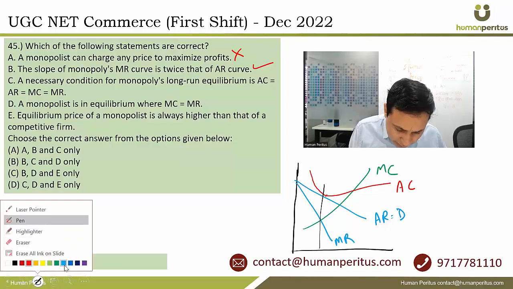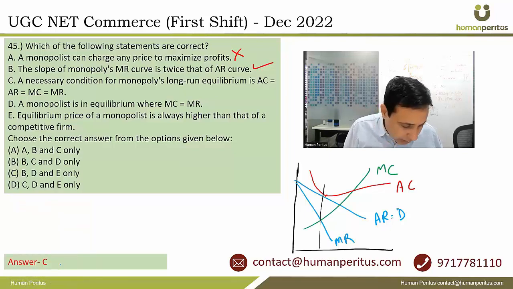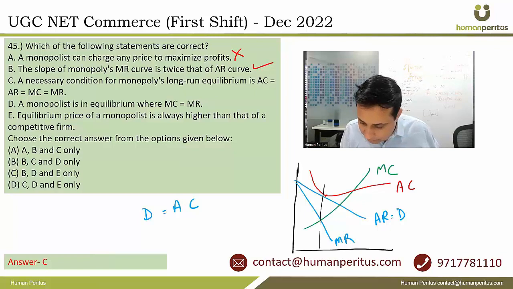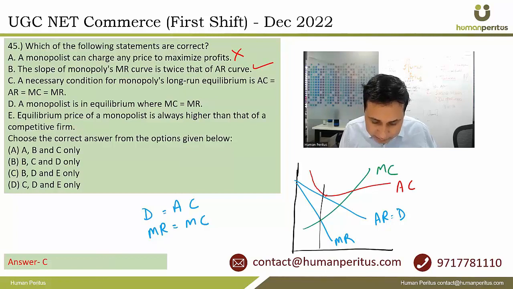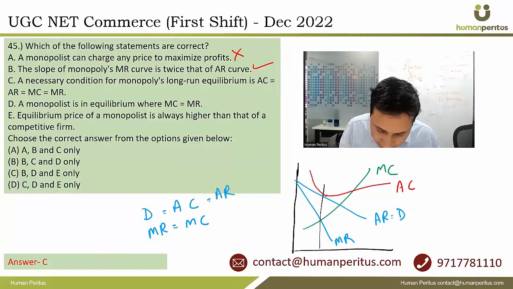So guys, इक्विलिब्रियम पे क्या होगा? इक्विलिब्रियम पे your demand is equal to AC, ठीक है? And at equilibrium point, your MR is equal to MC, and demand is equal to AC, which is equal to AR. So ये आपस में equal होंगे.